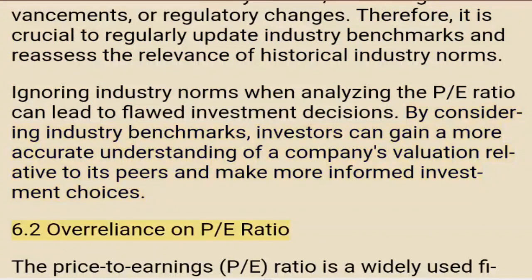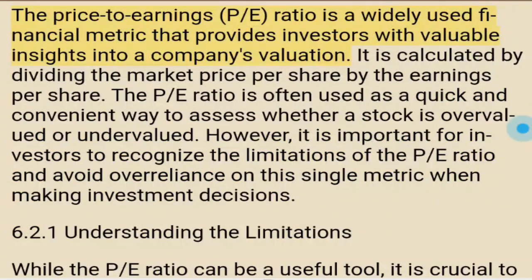6.2 Over-reliance on P/E ratio. The price-to-earnings (P/E) ratio is a widely used financial metric that provides investors with valuable insights into a company's valuation. It is calculated by dividing the market price per share by the earnings per share. The P/E ratio is often used as a quick and convenient way to assess whether a stock is overvalued or undervalued. However, it is important for investors to recognize the limitations of the P/E ratio and avoid over-reliance on this single metric when making investment decisions.